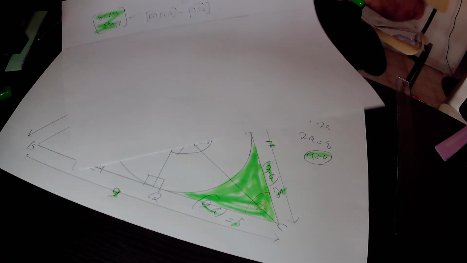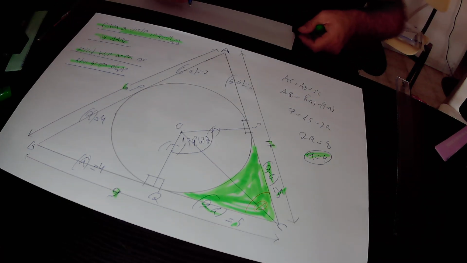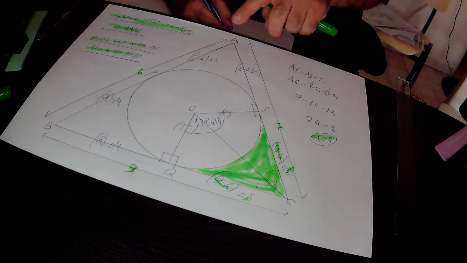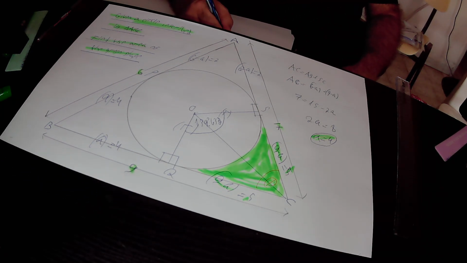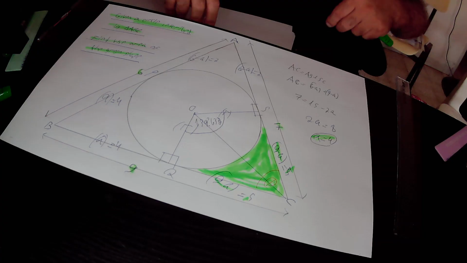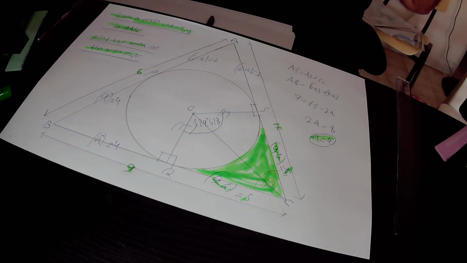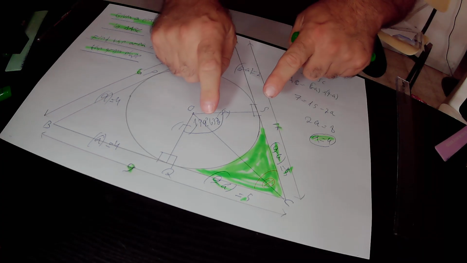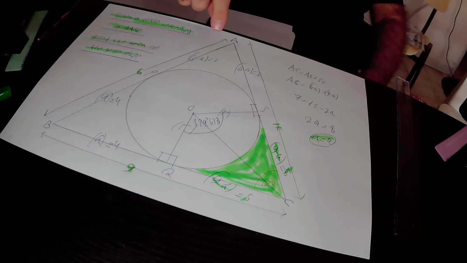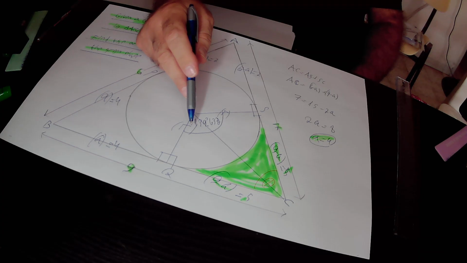So what is the area of quadrilateral OSCQ? On the drawing, it is very easy to say that OSCQ consists of those two triangles. And therefore, the area of OSCQ must be equal to the sum of the areas of the two triangles that it consists of. That is to say, it must be equal to the area of the right triangle OSC plus the area of triangle OQC.